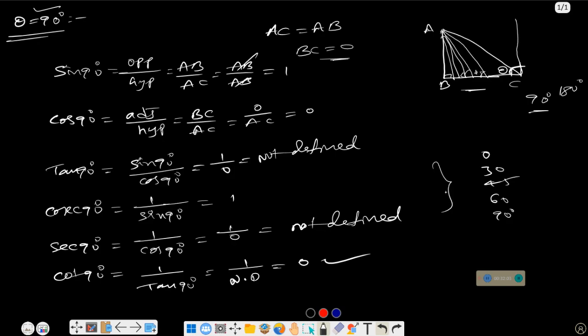So these are very important values. We can find out trigonometric ratios at the remaining angles like 15 degrees, 18 degrees, 22 degrees. At all remaining angles we can find out, but in most problems we have to use these angle values.